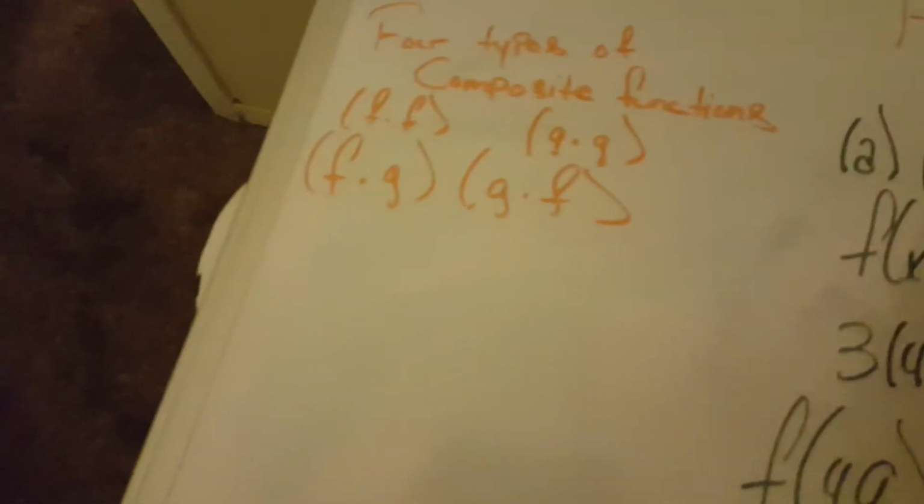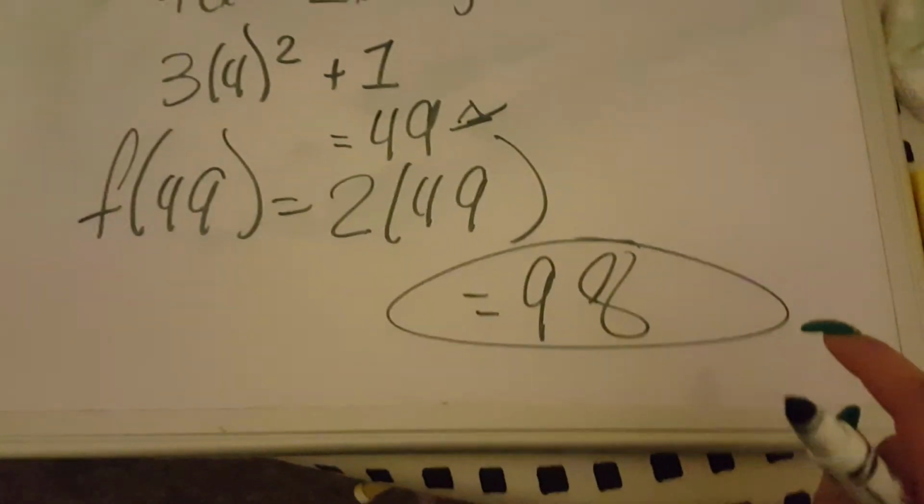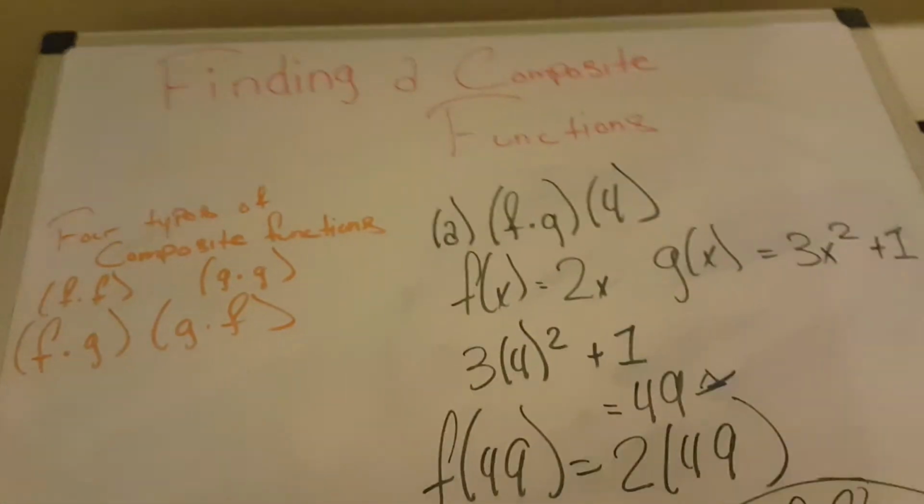After you work with the second variable, you move to the first variable. Now, instead of f of x equals 2x, you have f of 49 equals 2 times 49. That gives you 98. This is your answer. So this is how you find composite functions.